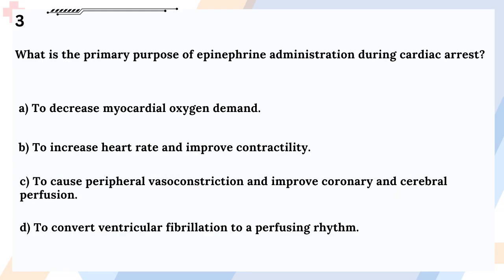Question 3. What is the primary purpose of epinephrine administration during cardiac arrest? A. To decrease myocardial oxygen demand. B. To increase heart rate and improve contractility. C. To cause peripheral vasoconstriction and improve coronary and cerebral perfusion. D. To convert ventricular fibrillation to a perfusing rhythm.